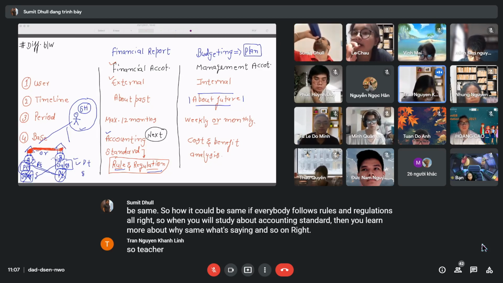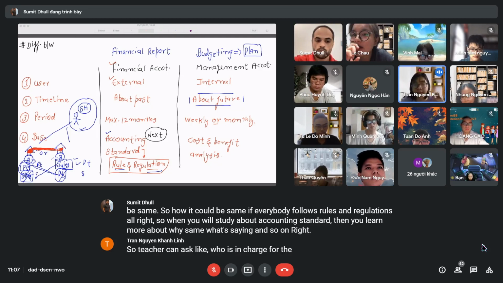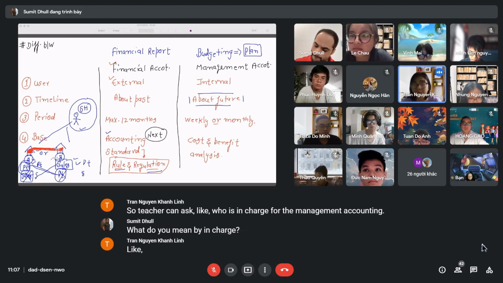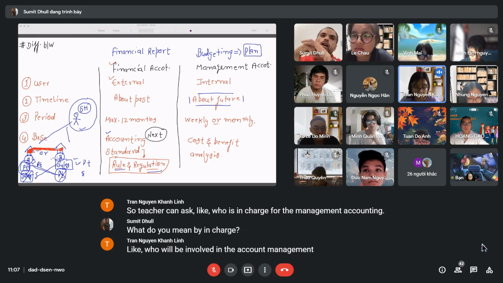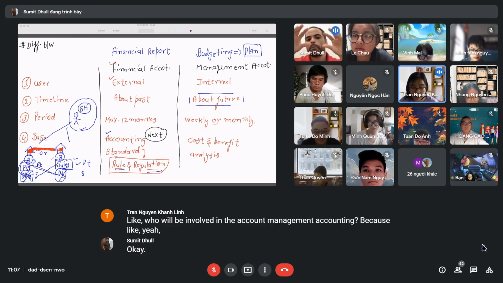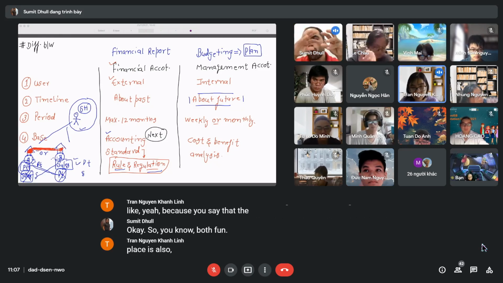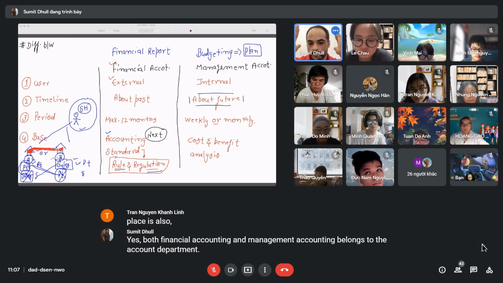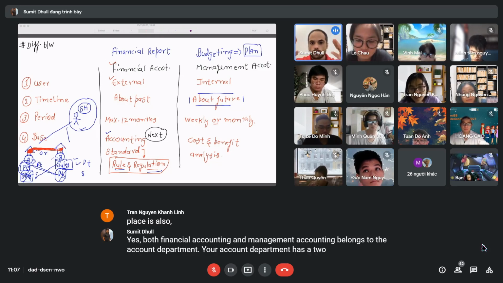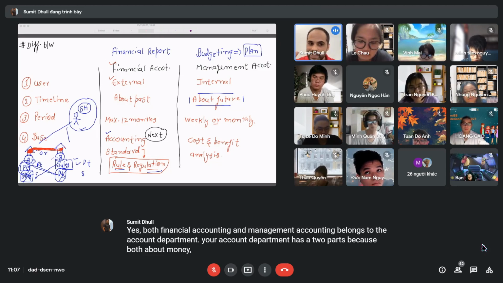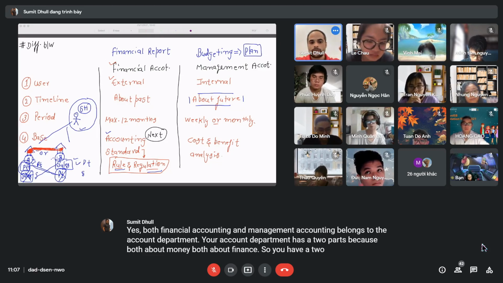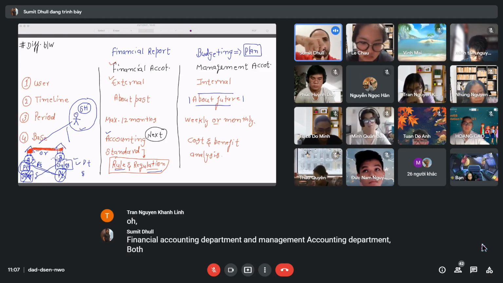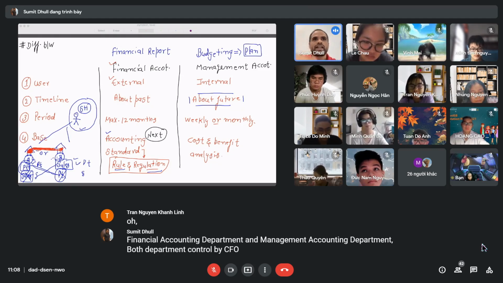So teacher, can I ask, who is in charge of the management accounting? What do you mean by in charge? Like, who will be involved in the management accounting? Yes, both financial accounting and management accounting belong to the account department. Your account department has two parts, because both are about money, both about finance. So you have two departments, financial accounting department and management accounting department. Both departments are controlled by the CFO, Chief Financial Officer.